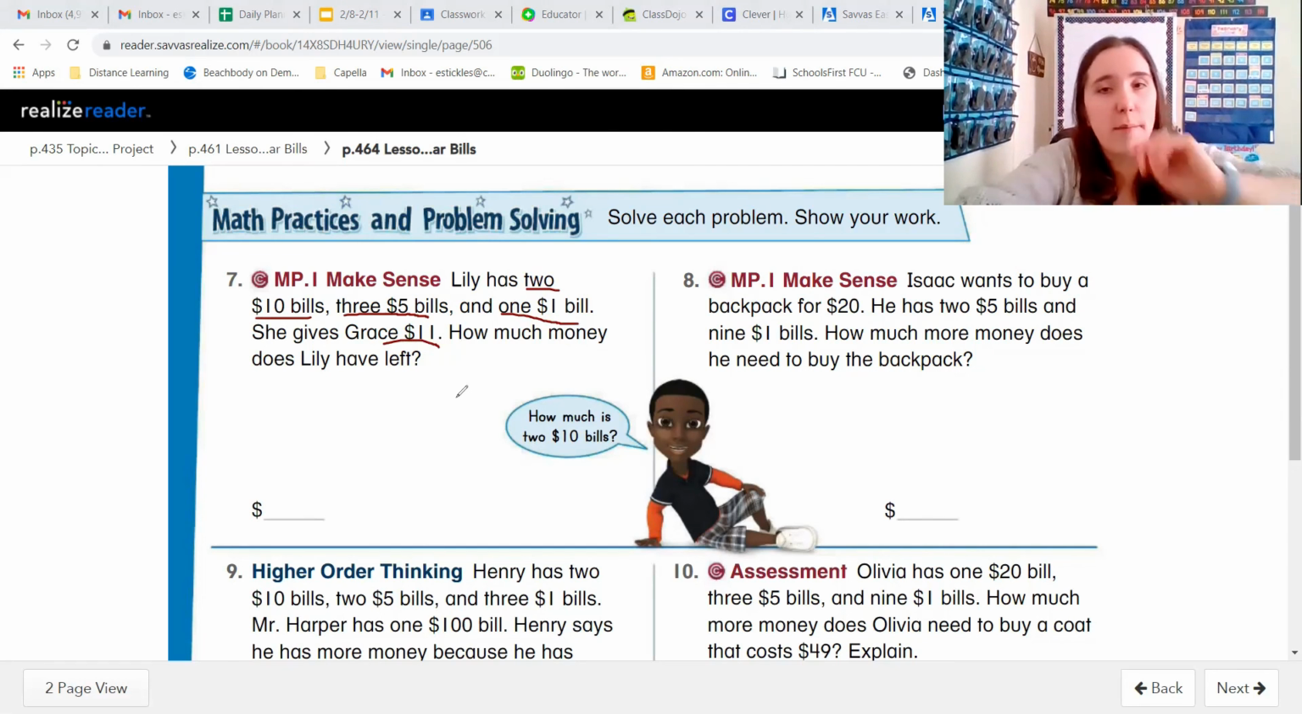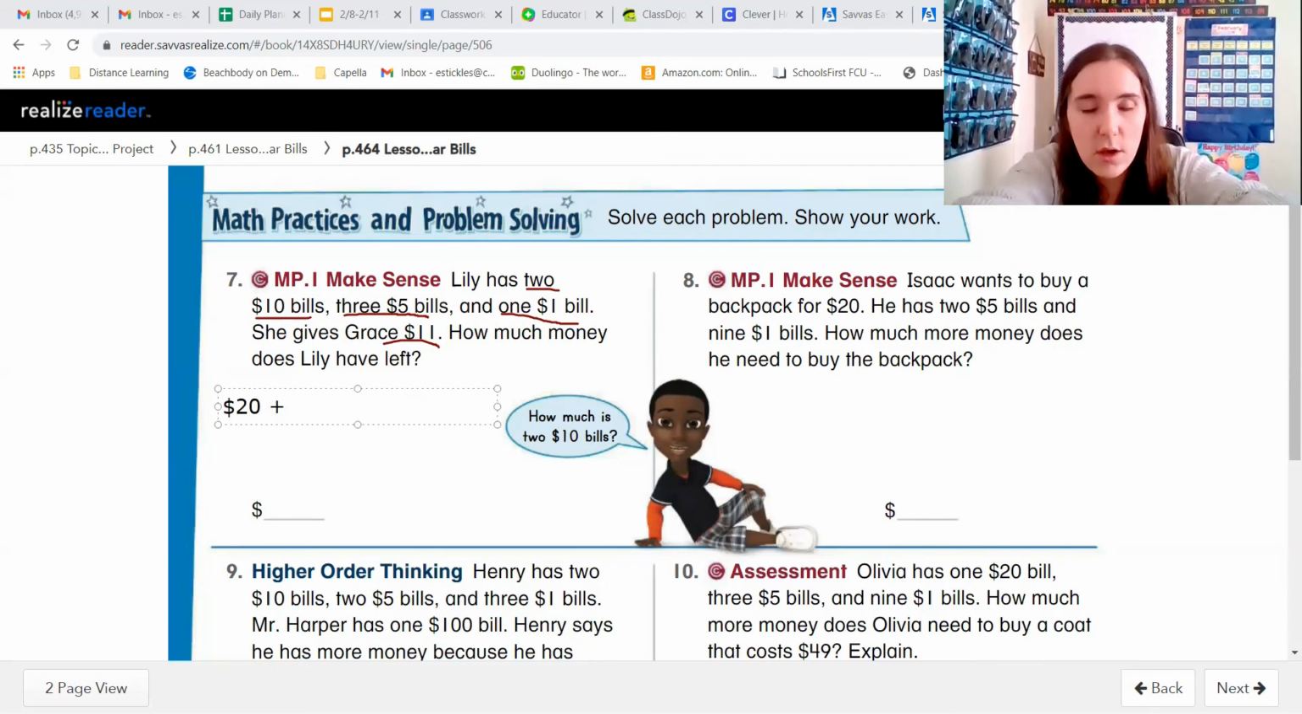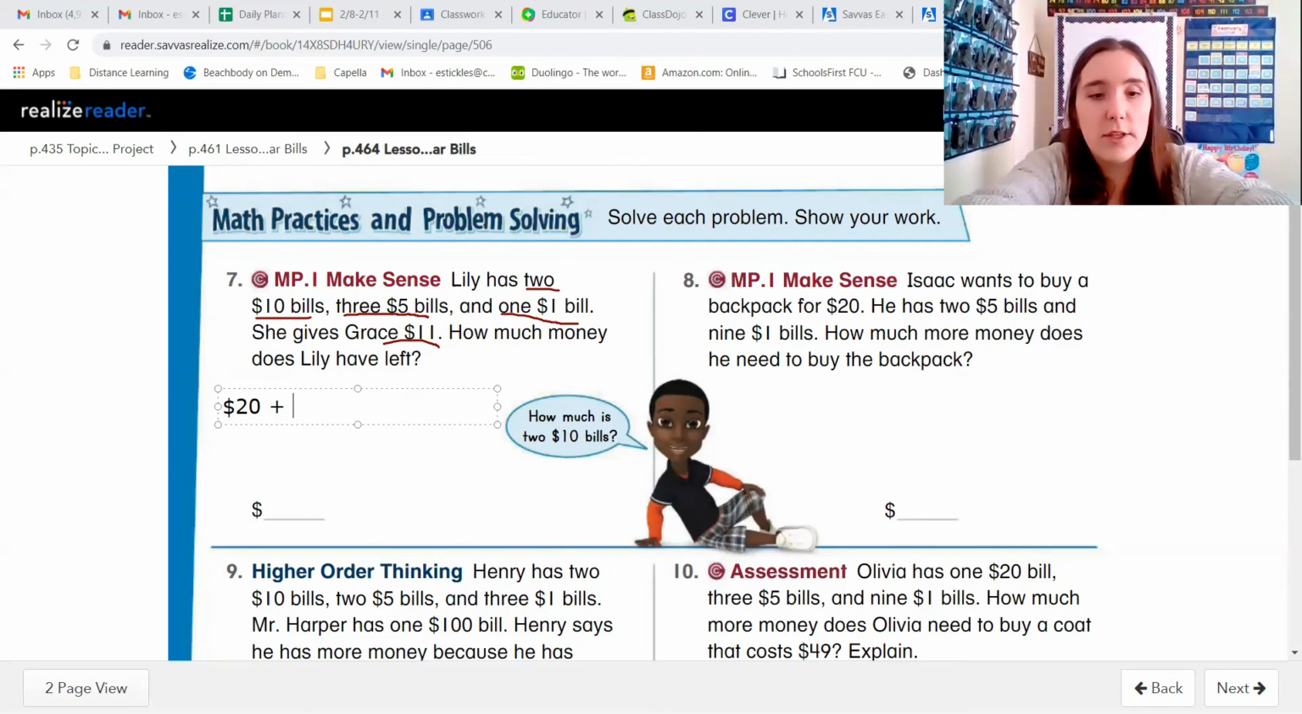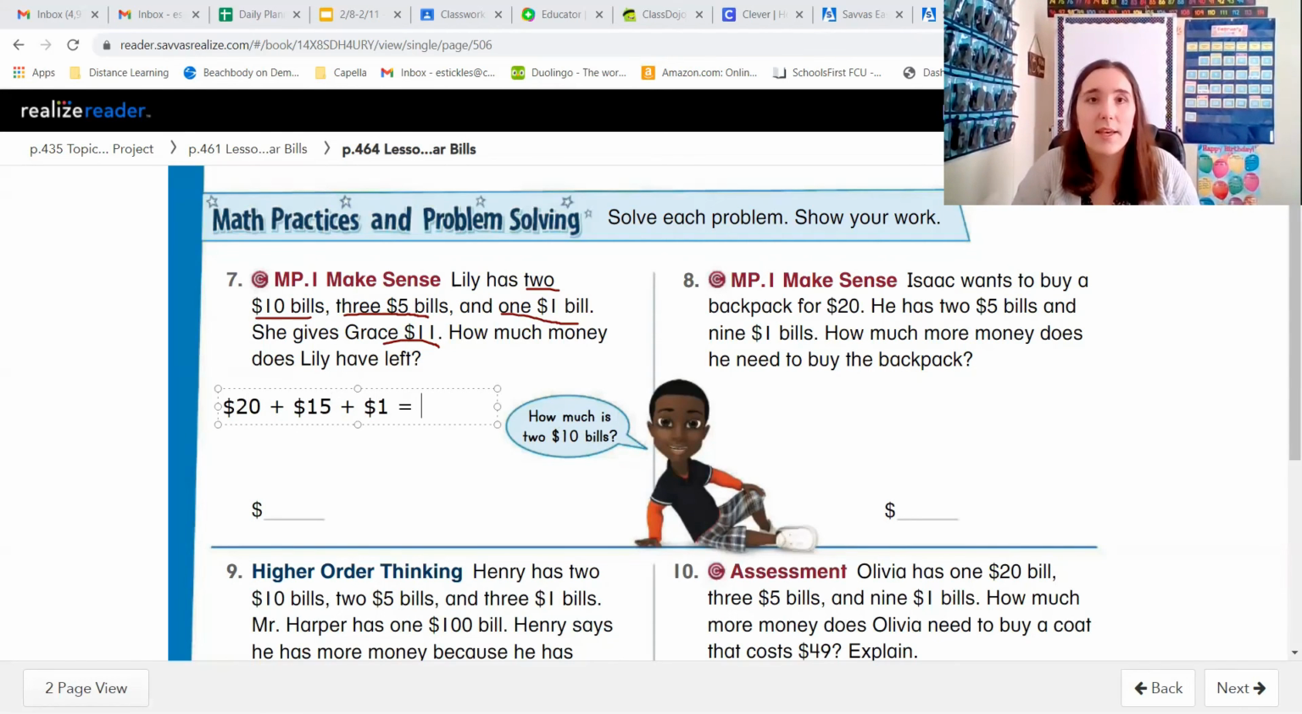Okay, so first I need to figure out how much money Lily has. I'm going to take my 2 $10 bills. So 10 plus 10 would be $20. And then she has 3 $5 bills, and 5 plus 5 plus 5 is 15. So my 2 $10 bills and my 3 $5 bills, that would be $20 plus $15. And then she just has $1 more. So I'm going to add that up all together. So let's see. I know that 20 plus 15 is 35 because 20 plus 10 is 30 plus 5 more would be 35. And then 1 more would be $36.